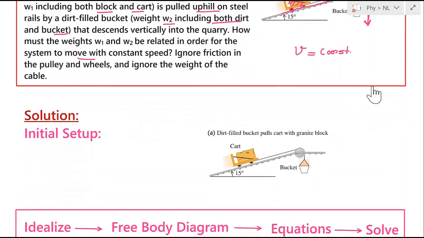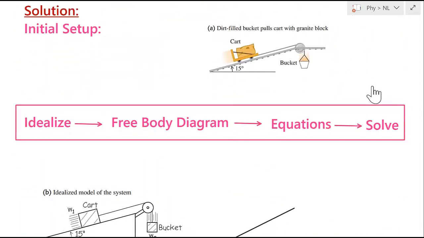So how will you solve this problem? First you make an initial setup of what is given. The angle, let's call it theta, is given and equals 15 degrees. Weight W1 is given and weight W2 is given, and the system is moving with a constant velocity. This means it is in equilibrium, so we can apply Newton's first law. If the system is in equilibrium, the sum of forces is equal to 0 on the bucket as well as on the cart plus granite block system.